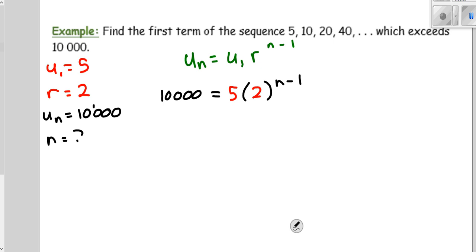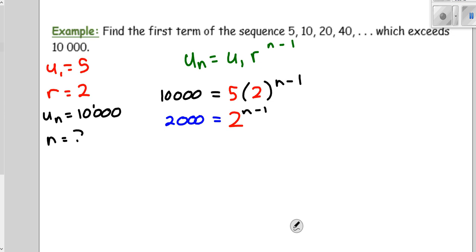So let's try solving with logs again. So before we log both sides, what do we need to do to both sides? Divide by 5. And to save you a bit of space, what is 10,000 divided by 5? We can go straight to the answer if you want. 2,000, yep. So 2,000 equals 2 to the power of n minus 1. So if you want to write a note, you could say divide both sides by 5.